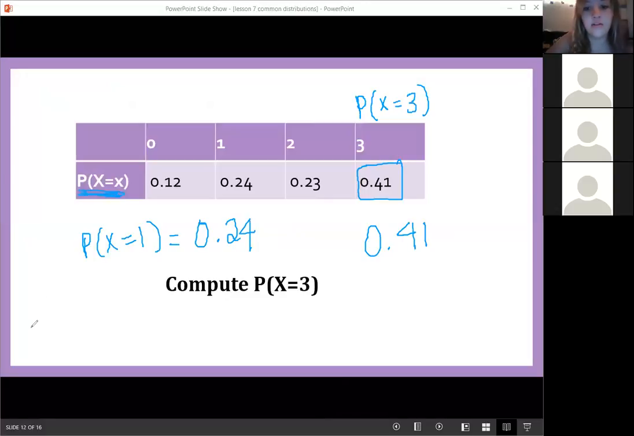I'm just going to throw this at you because I think it's important. Okay, what's the probability that x is greater than or equal to 0? Try this one. Let me know what you're thinking.